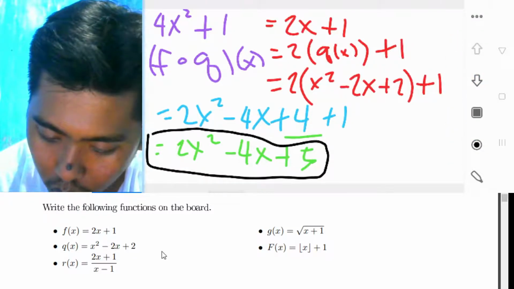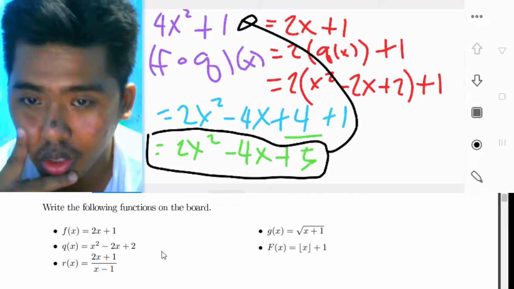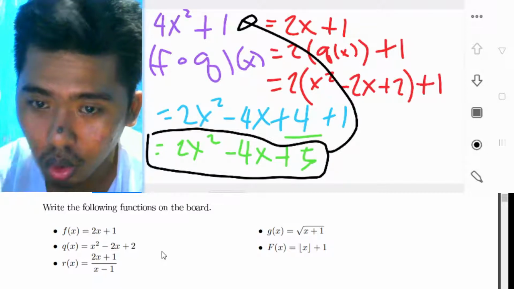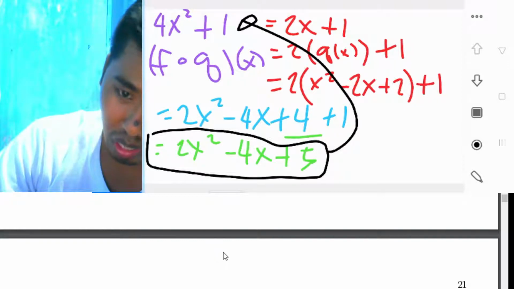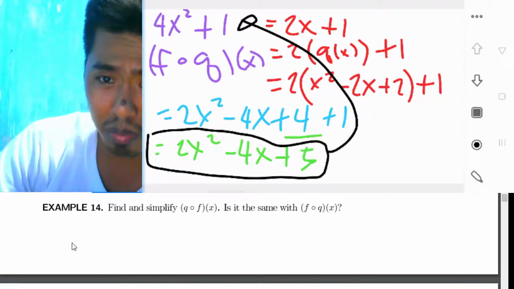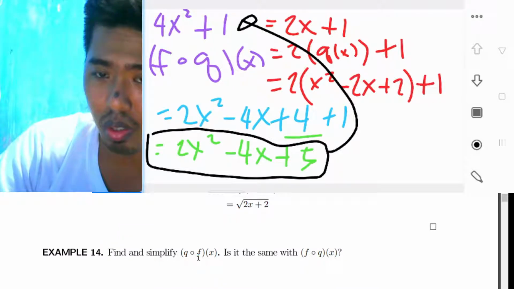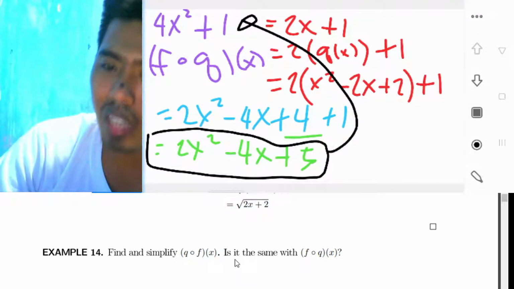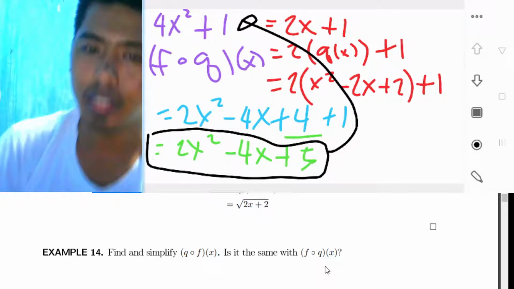Now, does it equal to this one? No. So meaning, the question is F, Q of F here, Q composite F of X is not the same with F composite Q of X. Again, it is not equal.